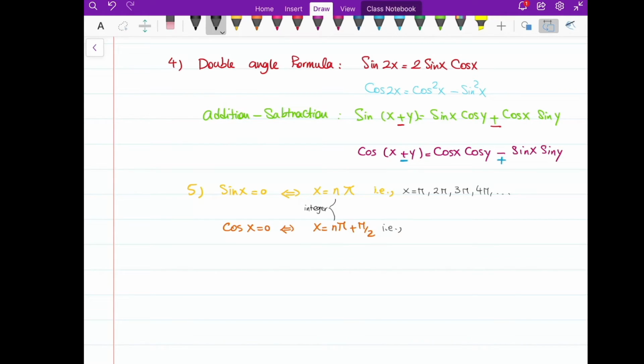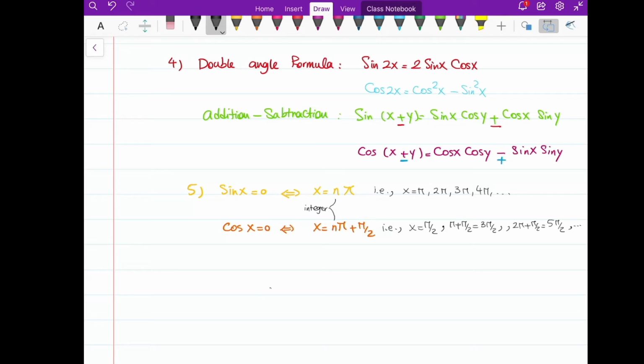What do I mean by that? I mean this. If x is pi over 2, cosine of that is equal to 0. If x is pi plus pi over 2, which means that it is 3 pi over 2, then cosine of that is equal to 0. Then if I have 2 pi plus pi over 2, which is equal to 5 pi over 2, then cosine of that is 0. So basically pi over 2, 3 pi over 2, 5 pi over 2, 7 pi over 2, 9 pi over 2, all of them, their cosine is equal to 0.